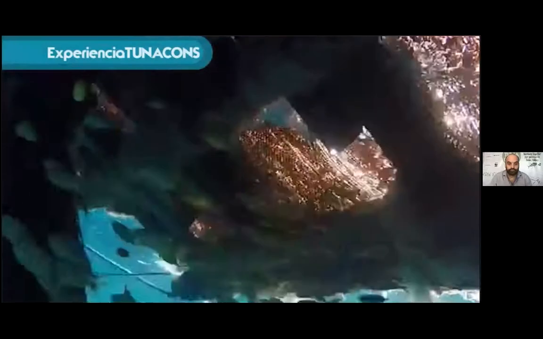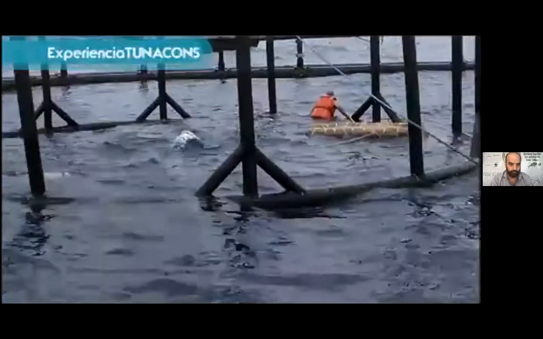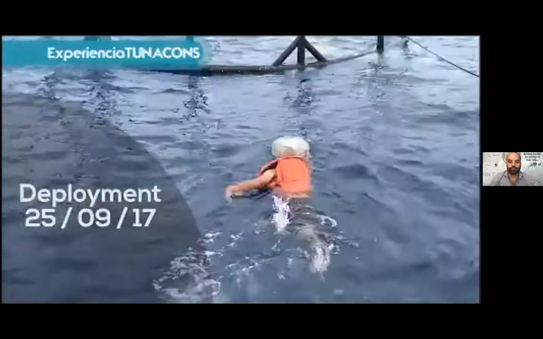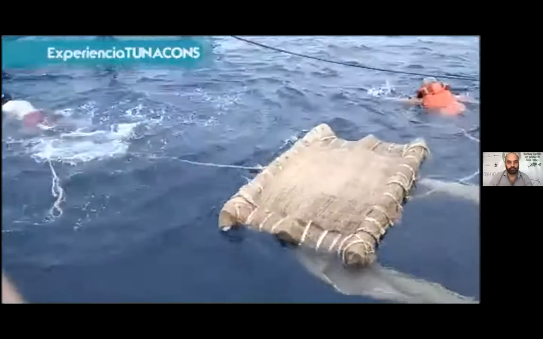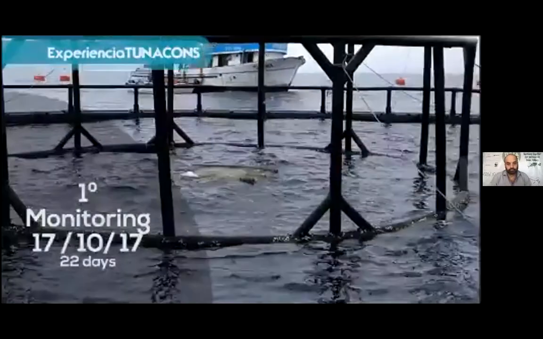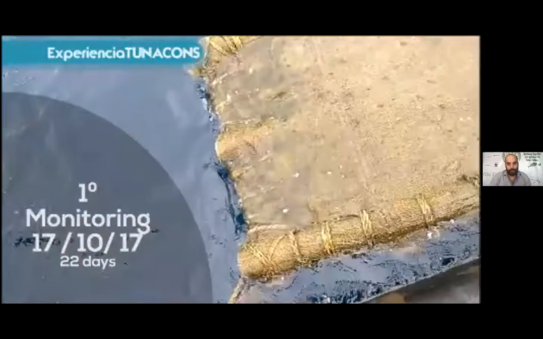This is a summary of the experience of Tunacons testing fads with biodegradable material and with vegetable fiber being used for its floating and hanging part. On September 25 of 2017, a fad with abaca fiber and 2 tails of 10 meters each was deployed. The first monitoring was done on October 17 of 2017. At that time, the fad had 22 days deployed.